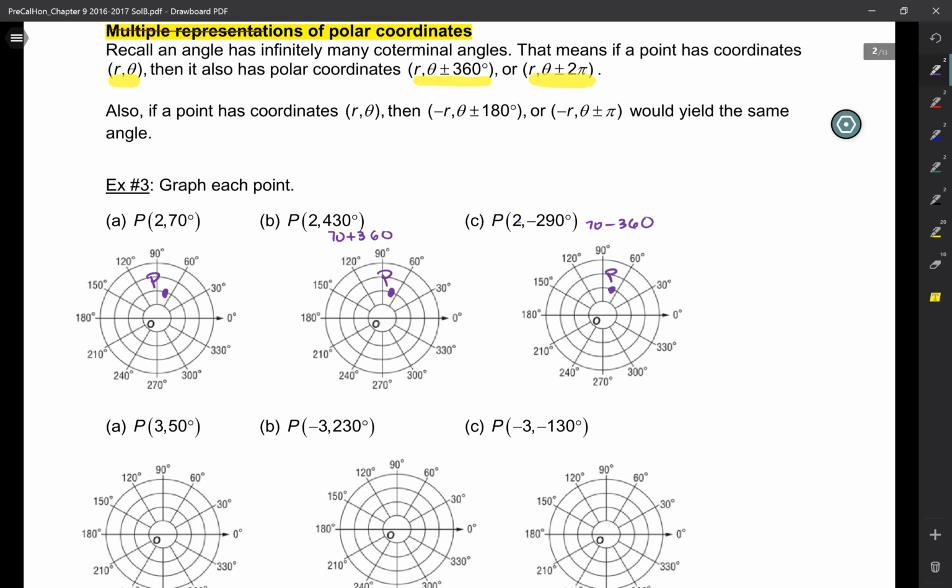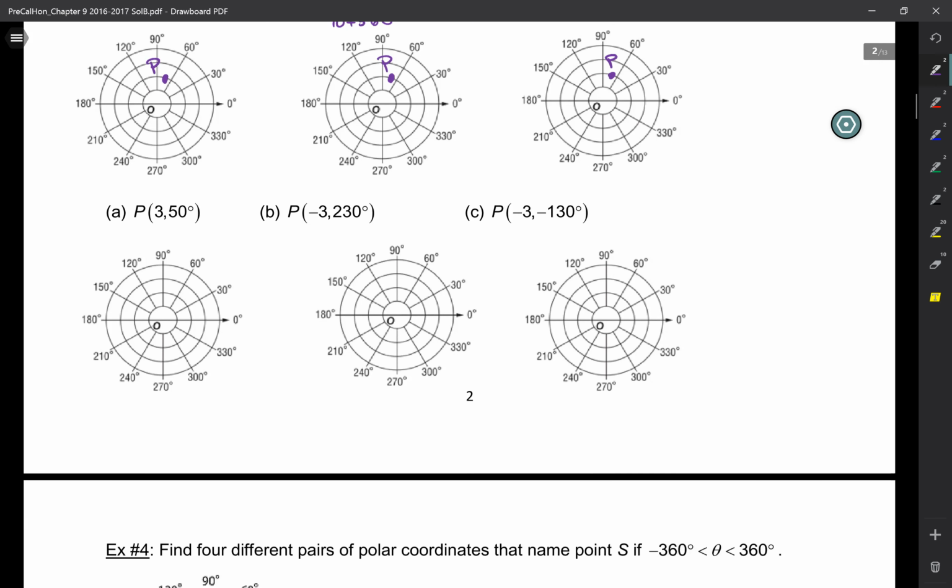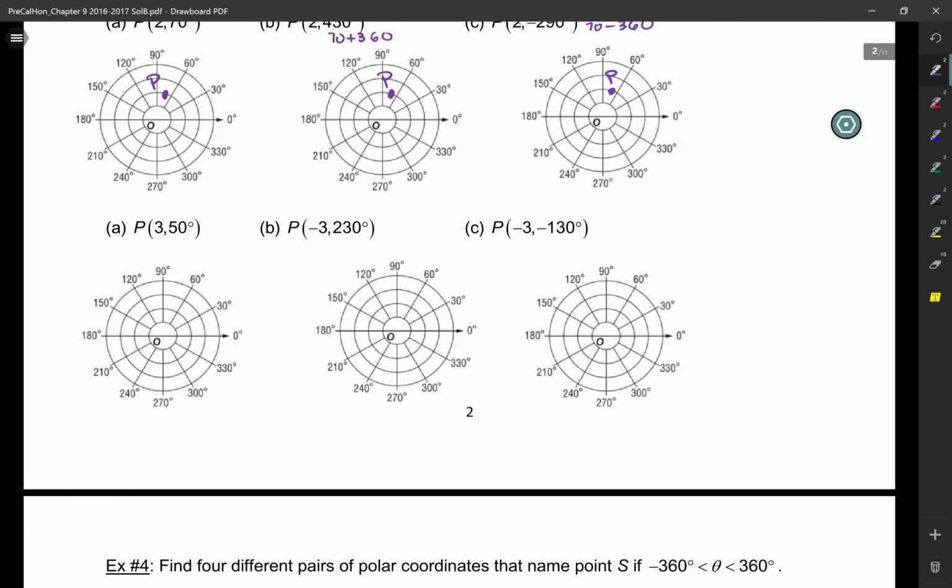Well, because this first angle was 70, right? And I'm showing you if you add 360 to it, you don't change the position of the point. And if you subtract 360, you don't change the position of the point. Okay, now let's plot another one. 3 and 50 degrees. 50 degrees is right before the 60, and we are going out 3 units right there.